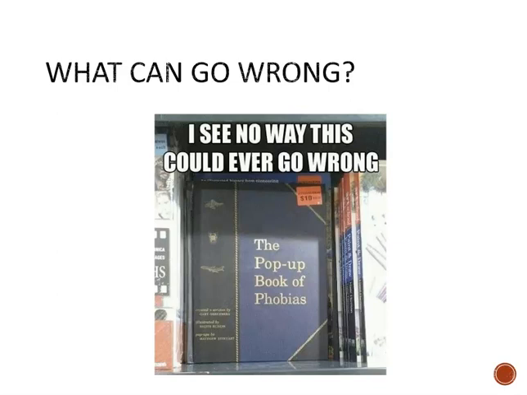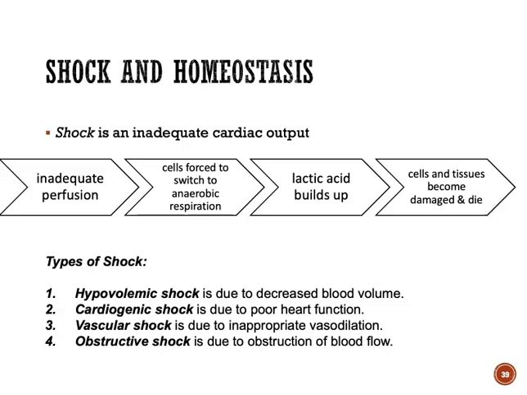Okay, so what are some of the things that could possibly go wrong? We probably all have heard of shock. Shock is simply inadequate cardiac output, and it can be for a number of different reasons. Essentially, there's not enough cardiac output, which means there's inadequate perfusion, so not enough blood getting to the cells of a body organ. Cells are forced to switch to anaerobic respiration. Lactic acid builds up. Cells and tissue become damaged and die.